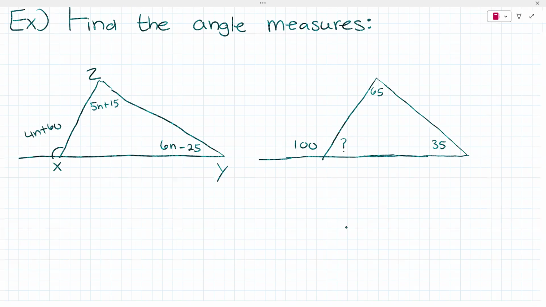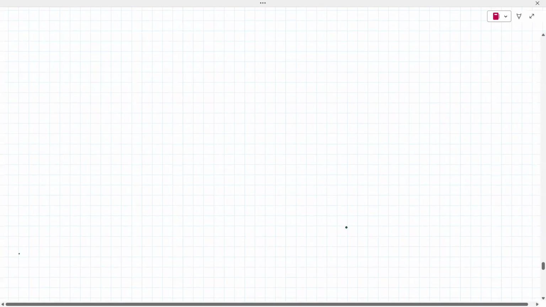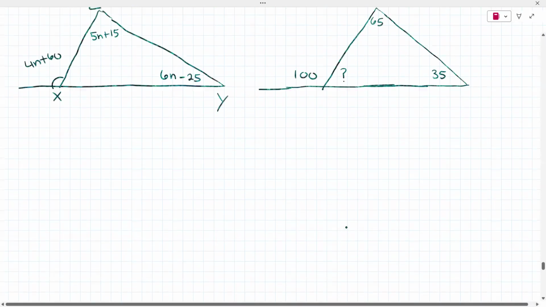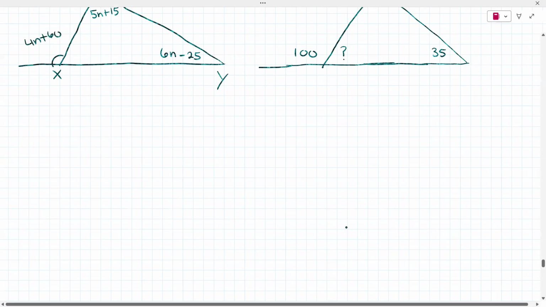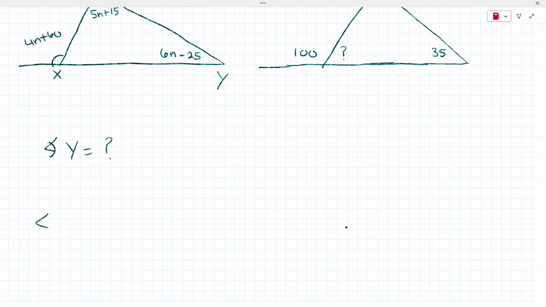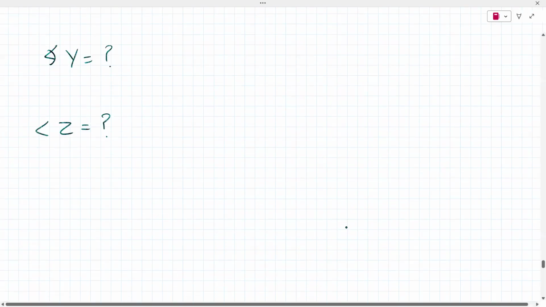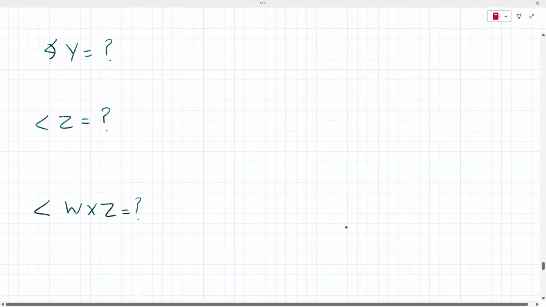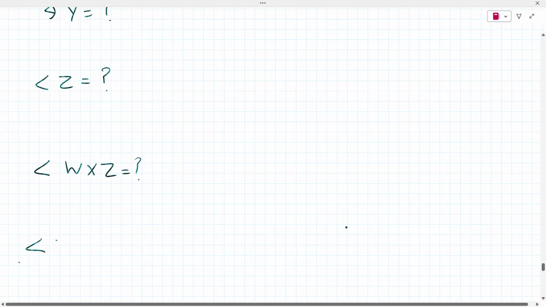Or are they congruent? I'm not sure. No, they're not. We're not sure that they're congruent. They look similar, but yeah. What we're gonna do is, oh, it doesn't have any questions. Well, because I didn't write it. We got to find out what angle y is. We got to figure out what angle z is. We got to figure out what angle WXZ is, and we got to figure out what angle ZXY.